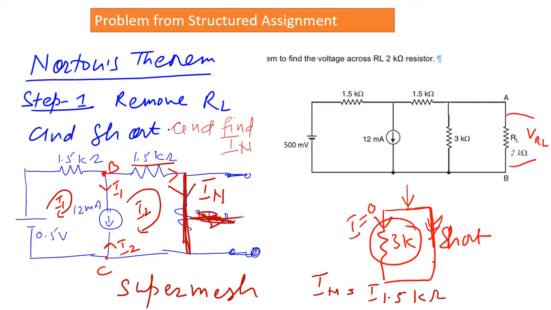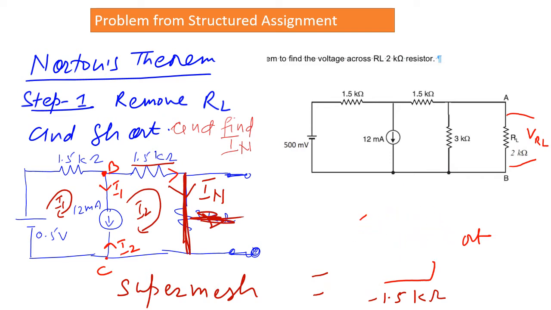And they are opposite in the direction. So here in the branch BC, there are three currents. So I will make the one current equation separate. If you have the current source and you want to use the KVL, make one equation by taking the current source.